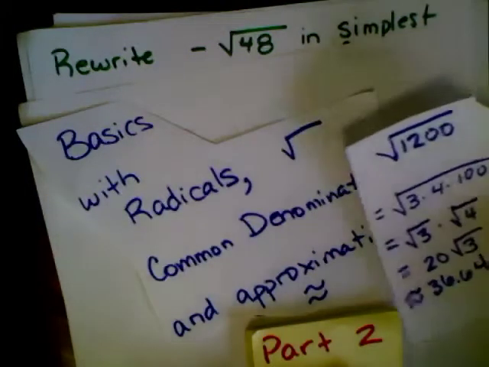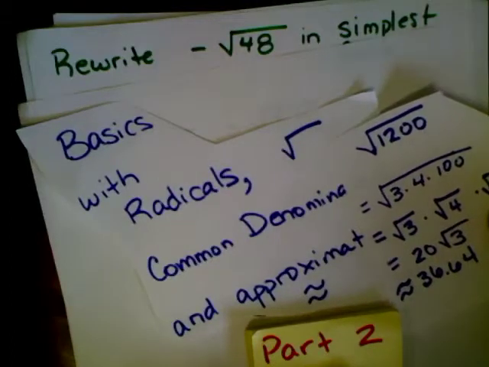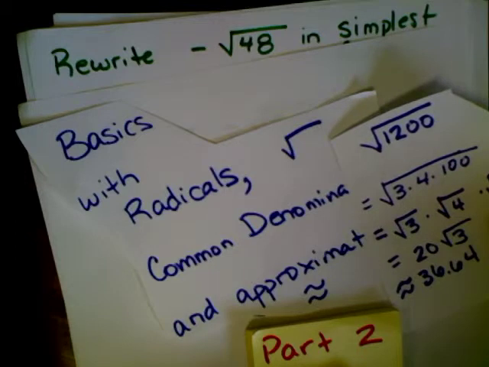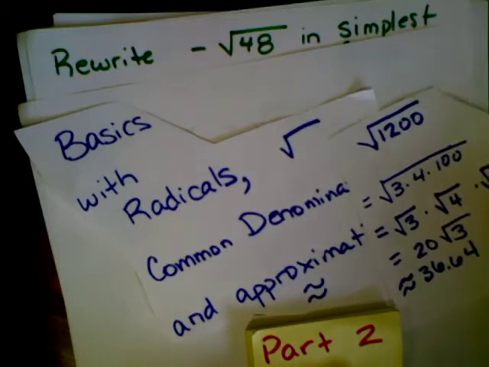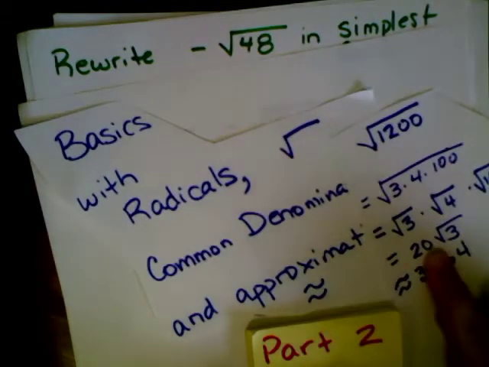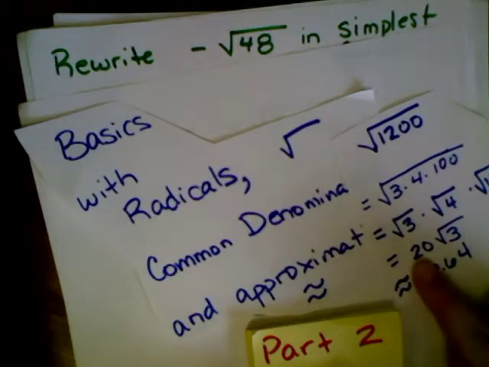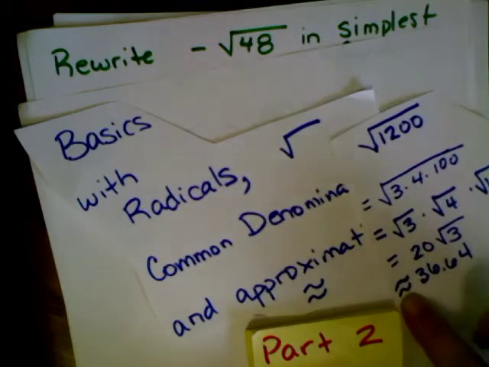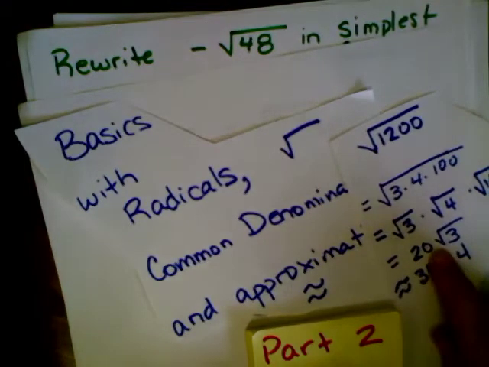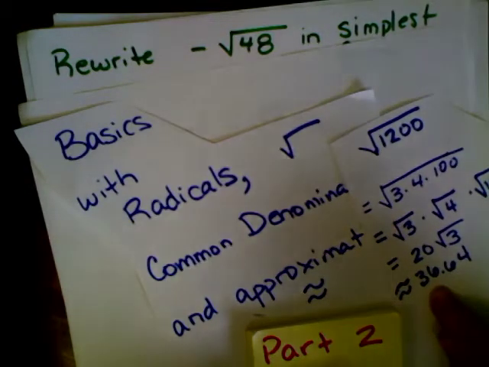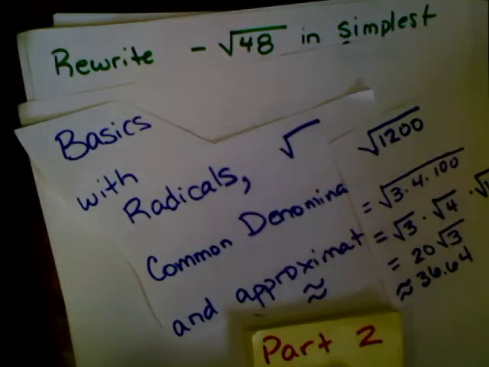On part 1, we had looked at the square root of 1200, broke down the number under the square root into some perfect square factors times 3, and rewrote the square root of 1200 into simplest form. I would call this an exact answer, 20 times square root of 3. And then we approximated the irrational number with a decimal or a rational number, positive 36.64.